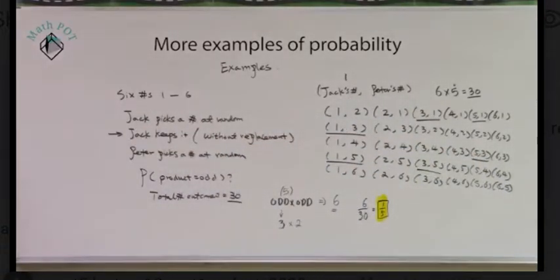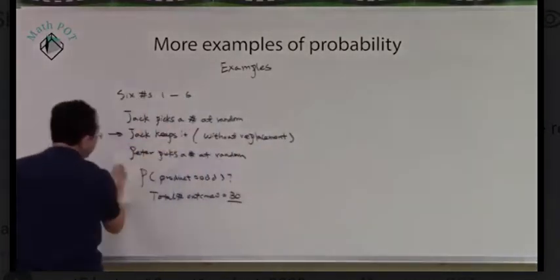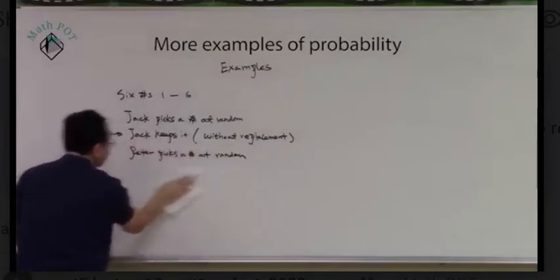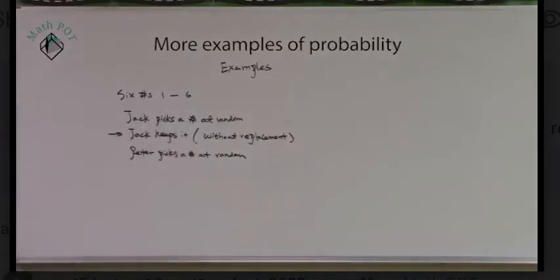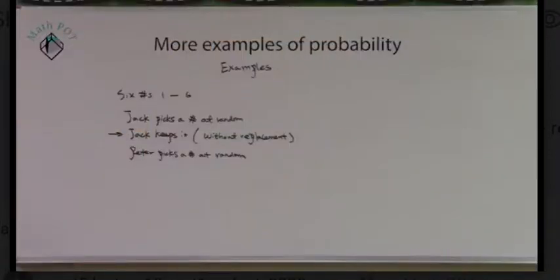So make sure you fully understand this one. Still, I'm going to keep everything the same, and I'm going to change the last problem only. So we still have 6 numbers, 1, 2, up to 6. Jack picks 1 at random, and Jack keeps that one, without replacement. Of course, Peter picks 1 at random. Let's try to figure out the probability that the sum is odd.